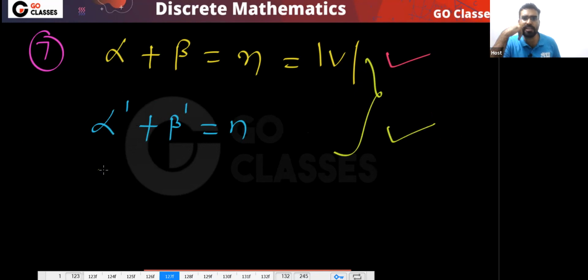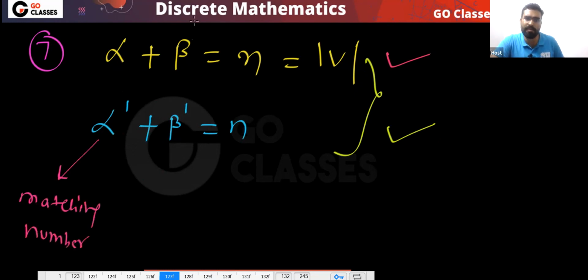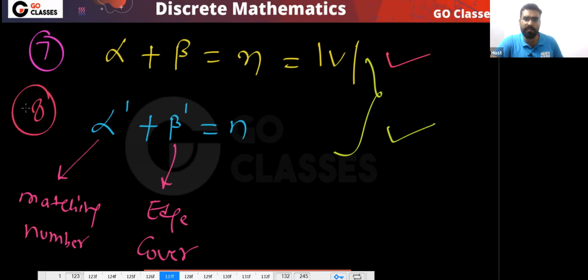So these two statements are true. Alpha dash plus beta dash is also equal to n. What is alpha dash? This is your matching number. Matching number means mu. This is your mu. And this beta dash is your edge cover. So this is the idea.